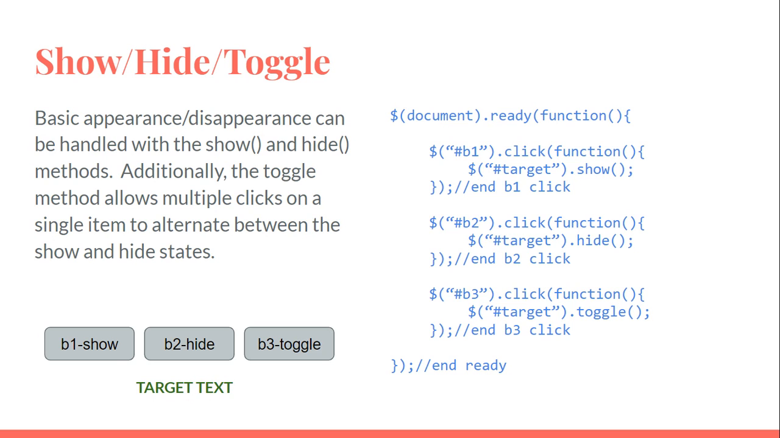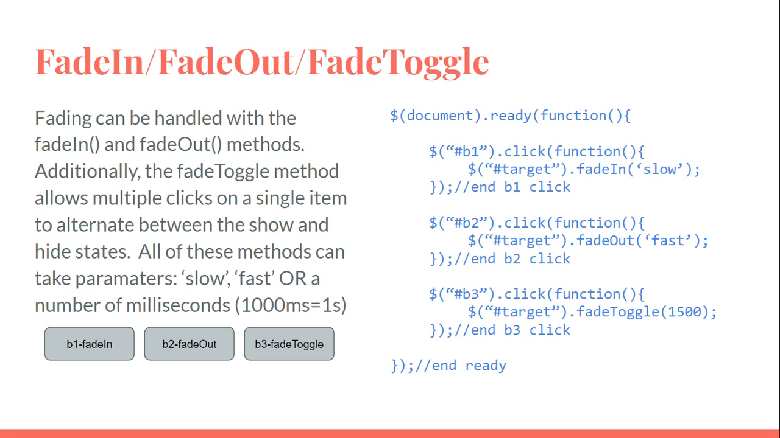All right, enough of that. That's show, hide, and toggle. Next, we've got fade in, fade out, and fade toggle. They work very much the same, except show and hide and toggle are instant. It shows up, it disappears, or it flashes back and forth. Fade in and fade out gives us a little more control, gives us a little more of a transition type feel to it. When I call fade in or fade out or fade toggle, I can send in slow, or I can send in fast, or I can send in a number of milliseconds.